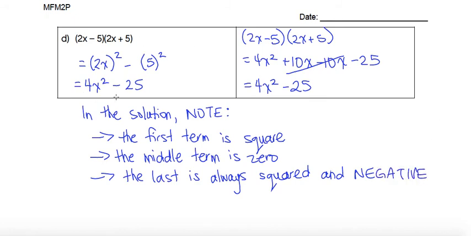And you can see, this is an example of when we multiply binomials, where our answer isn't a trinomial, it's actually a binomial. And we call this a difference of squares. So the first term is squared, the last term is squared, the middle term is 0, so it disappears, and the last term is always negative. So that's important to remember.